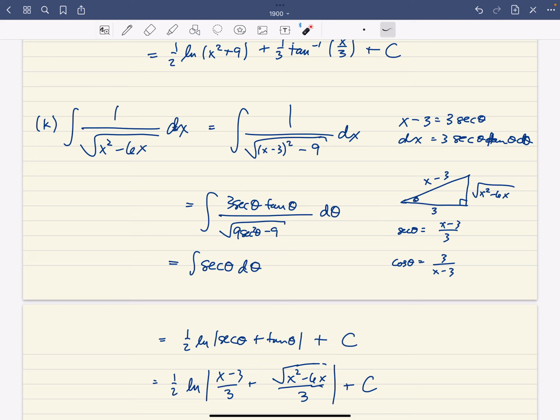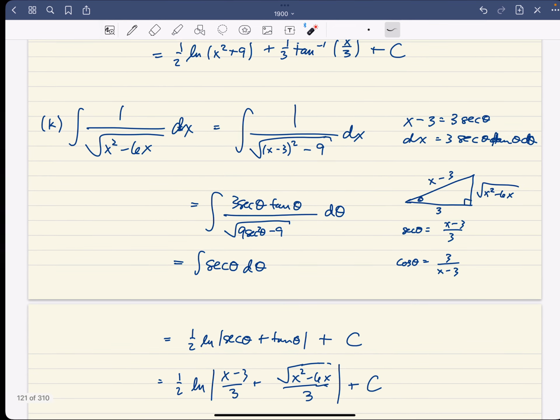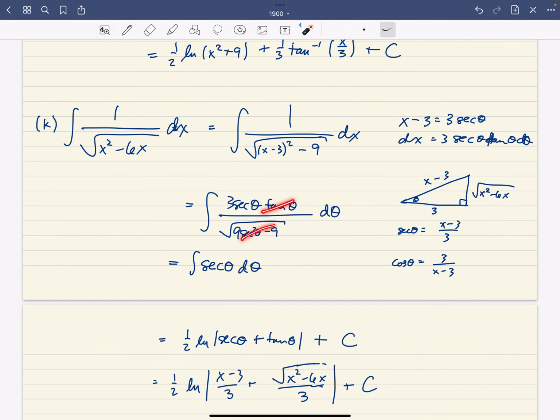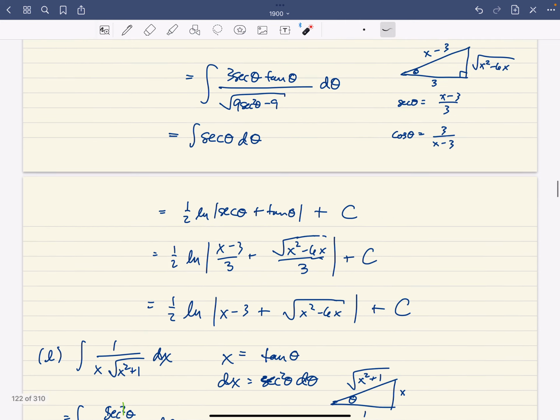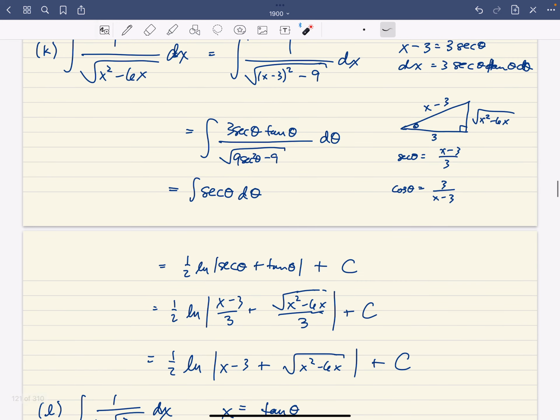And then what ended up happening is we had a square root of 9, so factor out the 9. That leaves us with secant squared minus 1, which is tangent squared. Take a square root, and that cancels with tangent. The square root of 9 cancels with the 3, and we're just left with secant theta. And so when we integrate secant theta, we get 1/2 natural log absolute value of secant theta plus tangent theta, and then we can plug back in with a triangle.